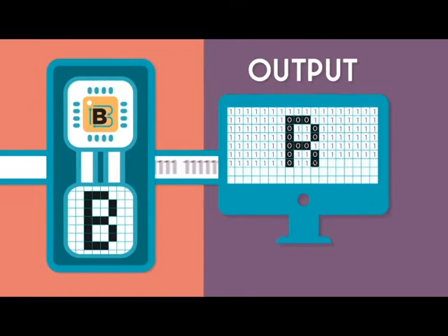The screen is an output device, which converts the binary signals into the tiny lights and colors that make up what you see.